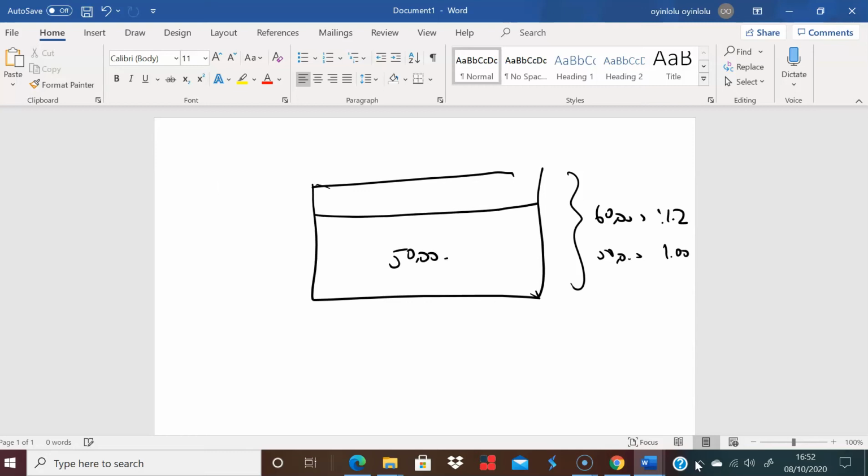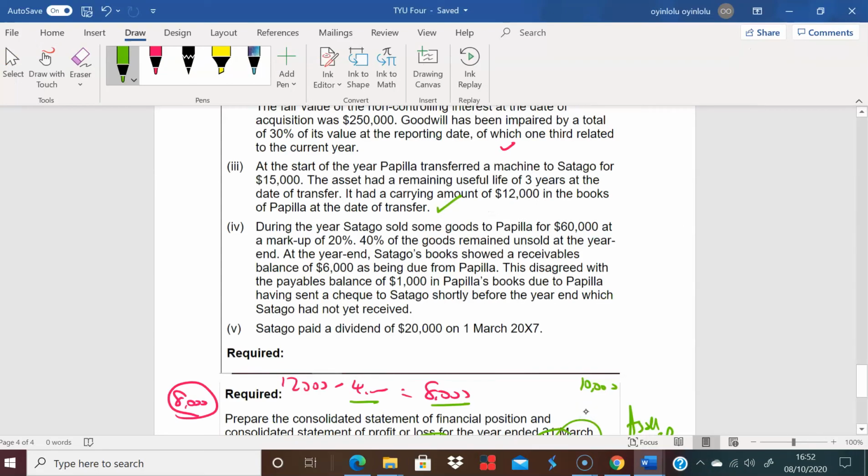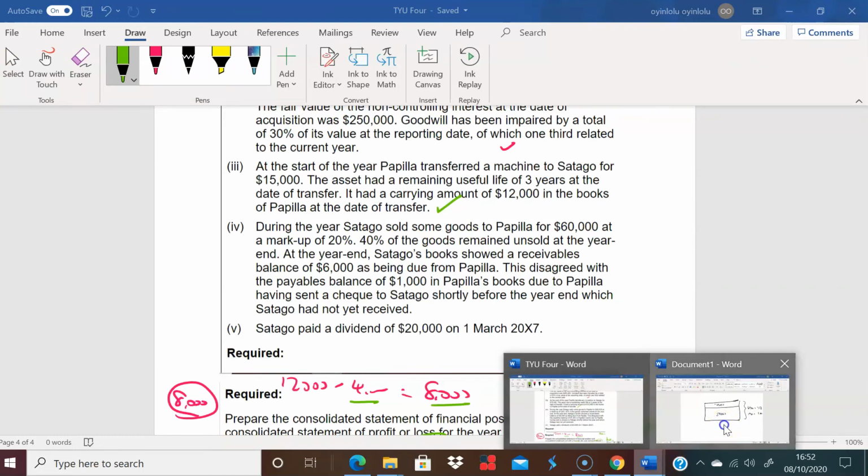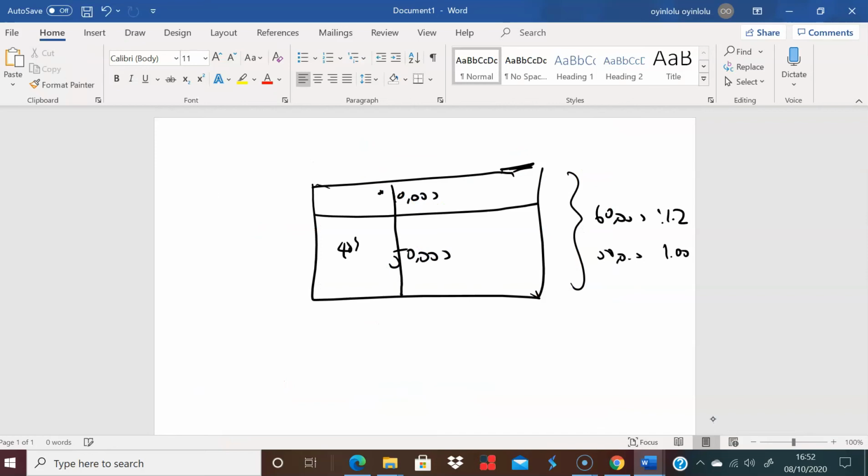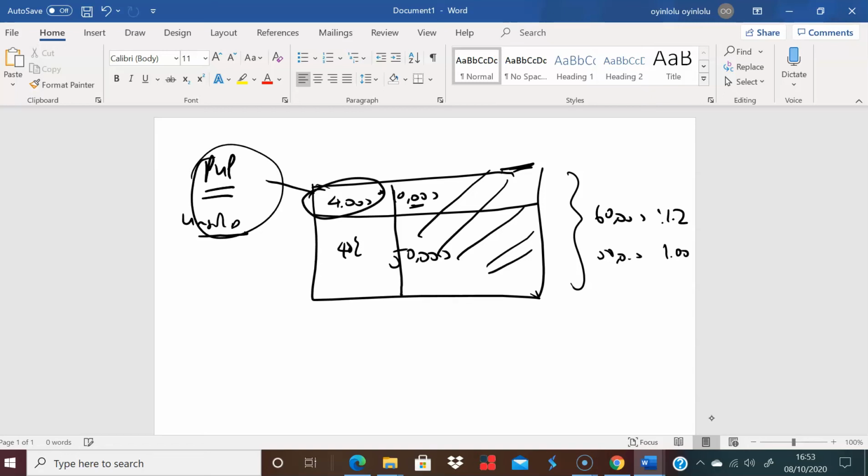So technically, this is the situation. You have goods worth 50,000, and then you have a markup sitting there of 10,000. That's technically the profit you put on it when Satago sold it. Now we need to see what's left of this. It says that 40% remain unsold. They've sold 60%, so there's 40% of this profit, which is 40% of 10,000, which is 4,000. So there's 4,000 of unsold profit sitting there. It's unrealized profit.